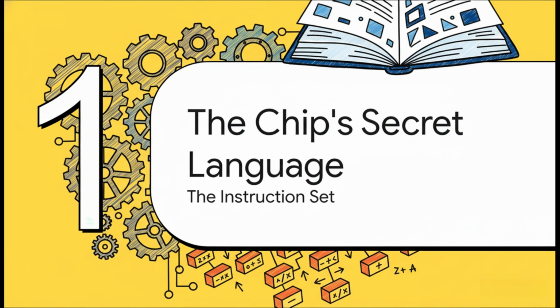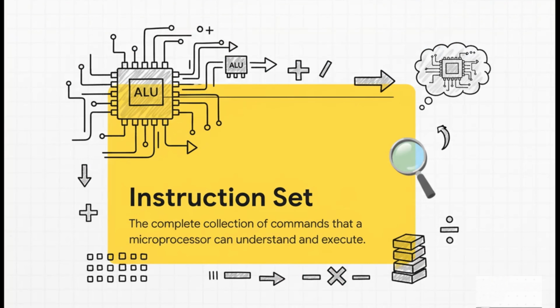See, every single processor has a built-in dictionary of commands. It's not a human language, but a fundamental set of operations that are literally etched into its design. This collection of commands is called the instruction set. The best way to think about it is as the processor's vocabulary. This is the complete list of every single action the chip knows how to do, from the most basic addition all the way to more complex logical operations.